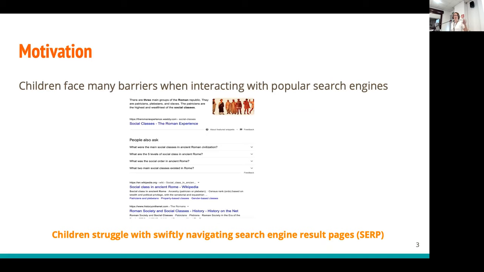So for instance, you cannot read that, unfortunately, but when you search for something that is a school topic, ancient Rome, you get a lot of interesting content that is not written for children to understand, unfortunately. And children have also problems not only with language, but also with attention. So children struggle to navigate swiftly in this great number of results, and we found that they particularly need help in scanning search engine result pages. So we looked into that as well.